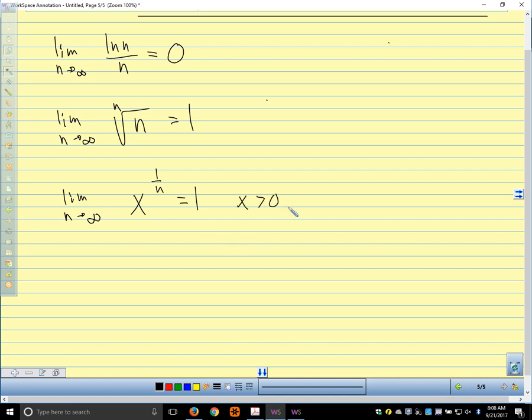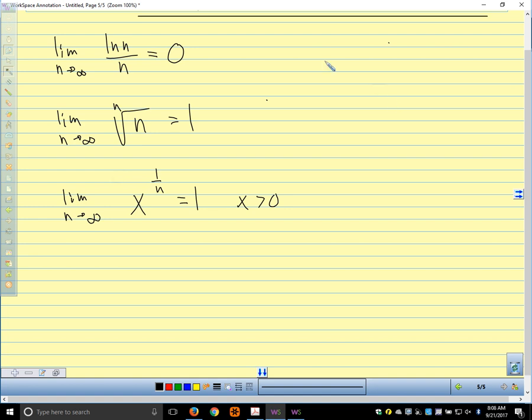So the limit as n approaches infinity of x to the 1 over n is 1 for any x greater than 0. Isn't that just the same thing as the previous one? Here we're letting the part inside the root vary. Here we're saying a very large root of any number as n approaches infinity. They're not quite the same. The third one would lead to the second one.